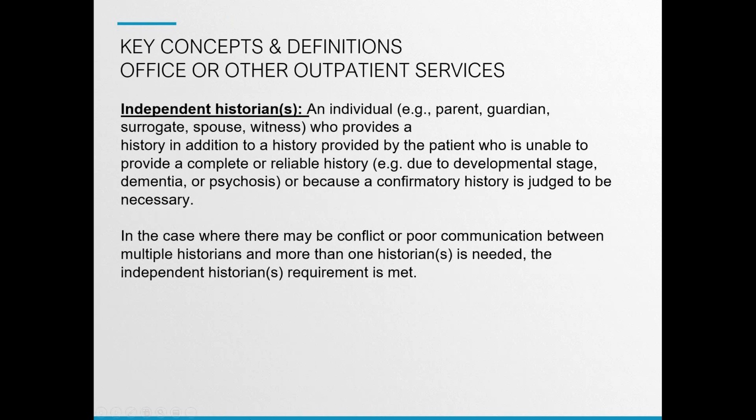Okay, what's an independent historian? Well, we saw that on the grid as well. You get credit for this, right? So this could be a parent, a guardian, a surrogate, a spouse. And this is someone who's giving additional history provided by that patient who's not able to give a complete or reliable history. You think of sometimes people have dementia or they're too young to give a complete history about that problem, illness, or injury.